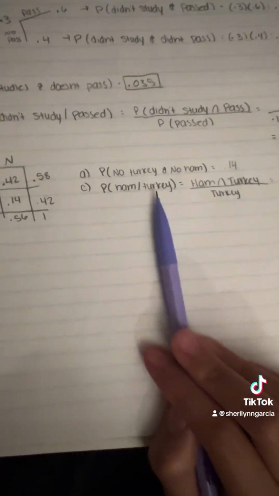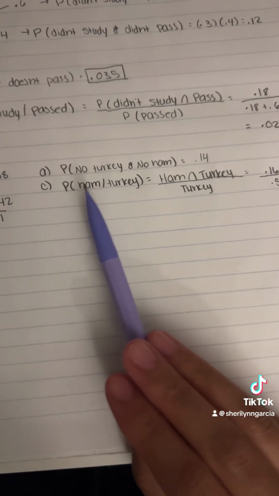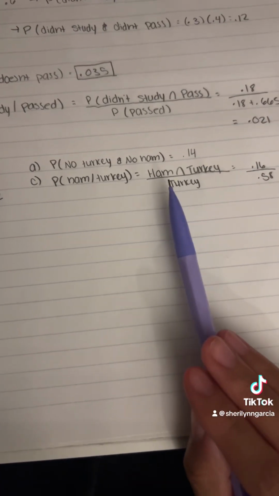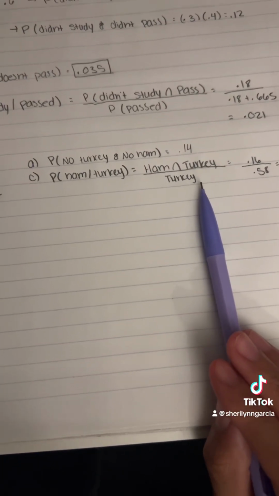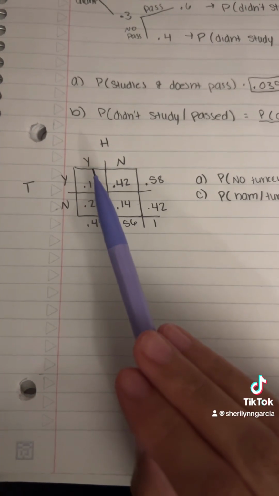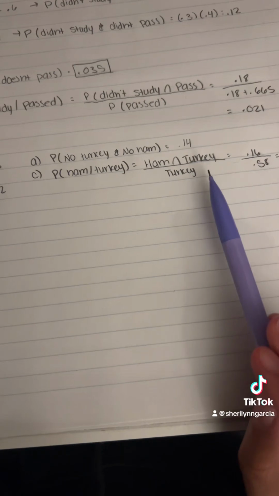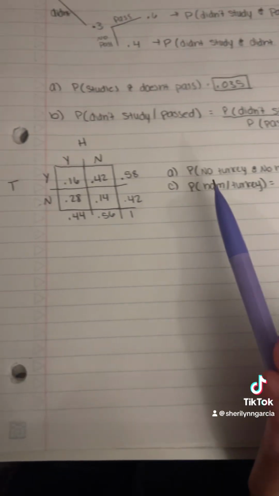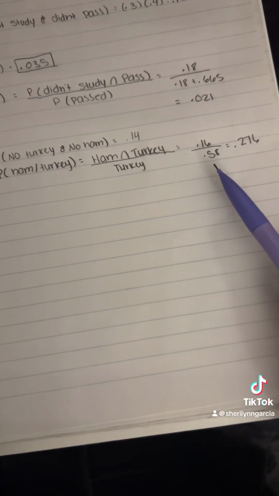So this is going to be one of those ones where you have to do the "and" thing. So you're basically doing this on top, ham and turkey, and then you're going to do the right thing on the bottom too. So for this one, you're doing ham and turkey. So you're going to do ham, yes, they had ham, yes, they had turkey, 0.16. And then underneath, you're going to do just turkey, or if they had turkey. So that's going to be this one, 0.58. So you're going to put that over, and then you're going to have that answer.